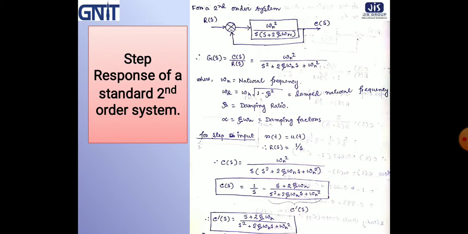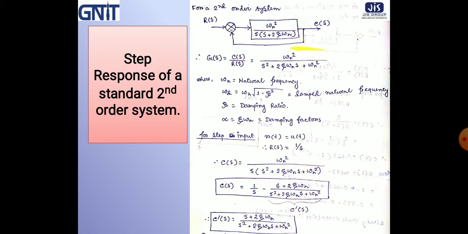Here this is our standard second order system. Now why is it called second order? If we see this forward path transfer function, G(s) is equal to omega n square divided by s into (s plus 2 zeta omega n), then we can see the highest power of s is s square, or total number of poles present in the system is 2. That's why it is called a second order system.